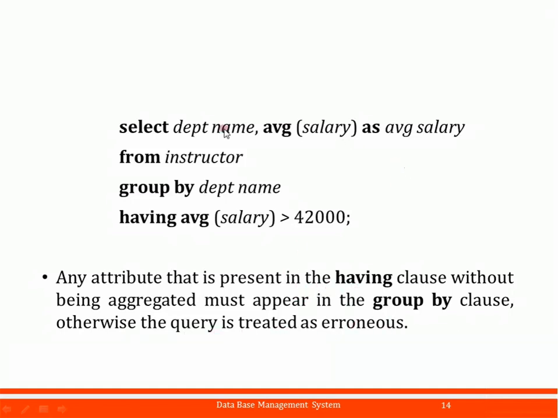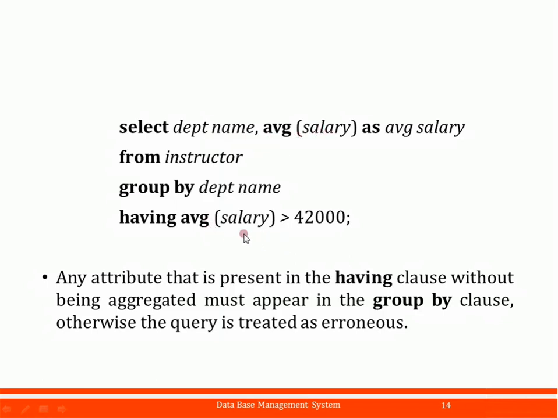So see here, the thing which is not being aggregated must appear in the group by. So this is an aggregated attribute that appears in the having clause, and this is not an aggregated one, so that has to appear in the group by. This you have to keep in mind always. Those things that are not aggregated have to appear in the group by, and what is aggregated has to appear in the having clause.